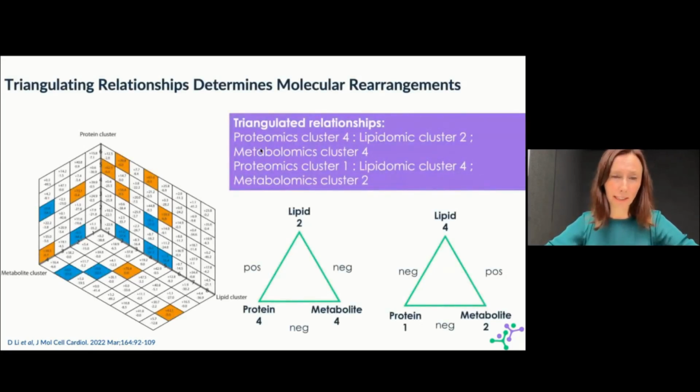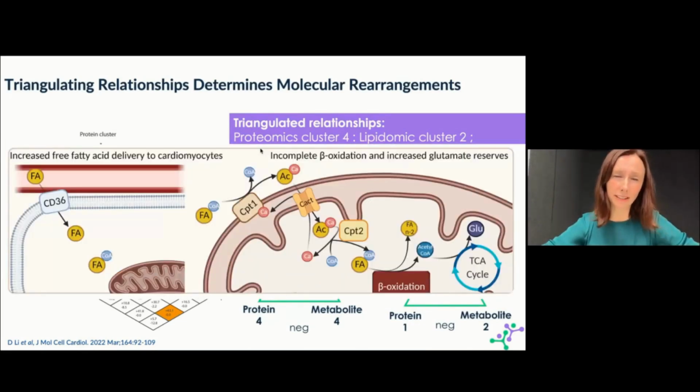As I mentioned, we like to let our data speak for us rather than coming in with preconceived notions. So we took a triangulated approach to really overlay our lipids, proteins, and metabolites and let the biology define what was important. And it led us to understand that in the diabetic system, we were getting increased fatty acid delivered to the cardiac myocytes, and that was having an impact on beta oxidation inside the mitochondria, as well as downstream effects on TCA cycle.